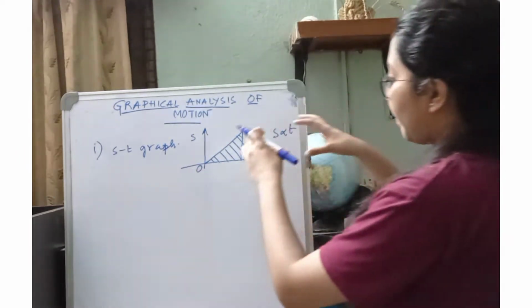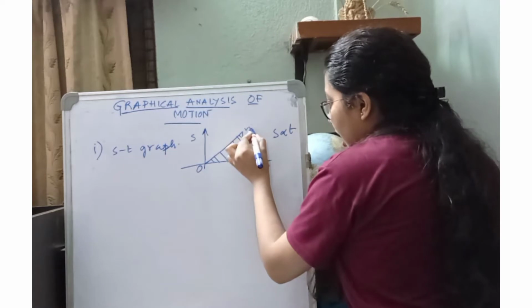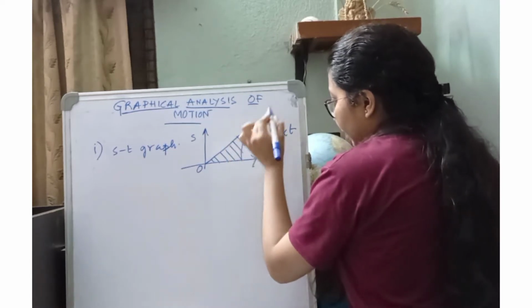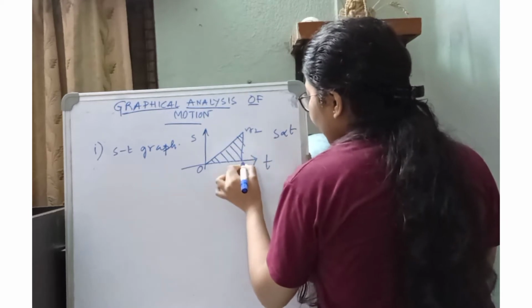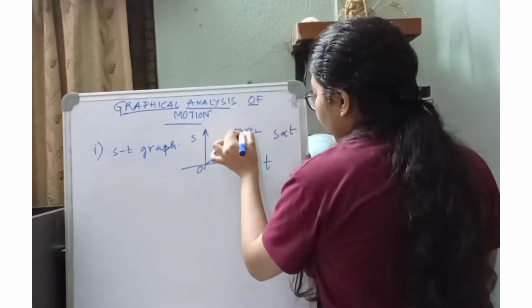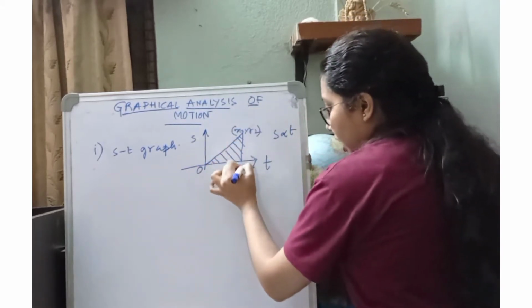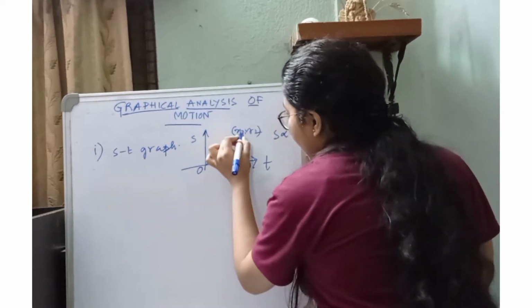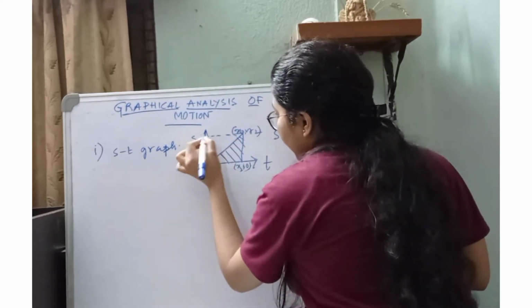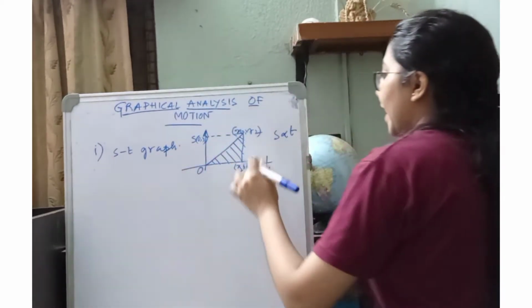Now let us look at the slope of this ST graph. Suppose it reaches a point, and I consider this coordinate as y2, and this point is x2, y2. These are the coordinates of this particular point. x2 is this one, and this coordinate is 0, y2. Okay, so this is x2, y2.